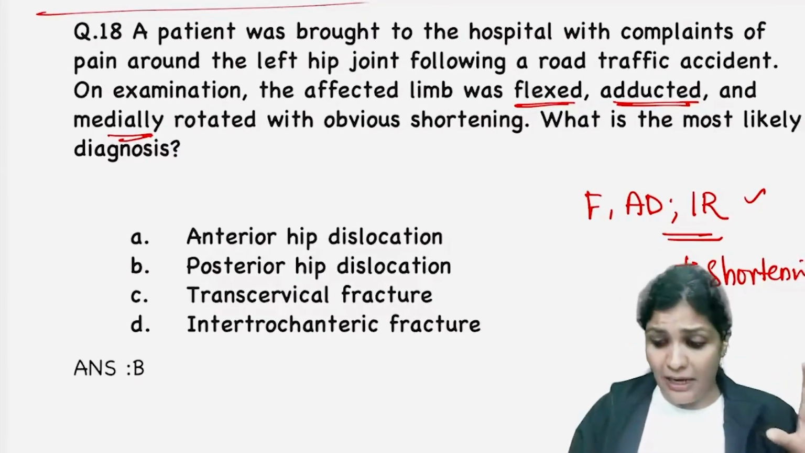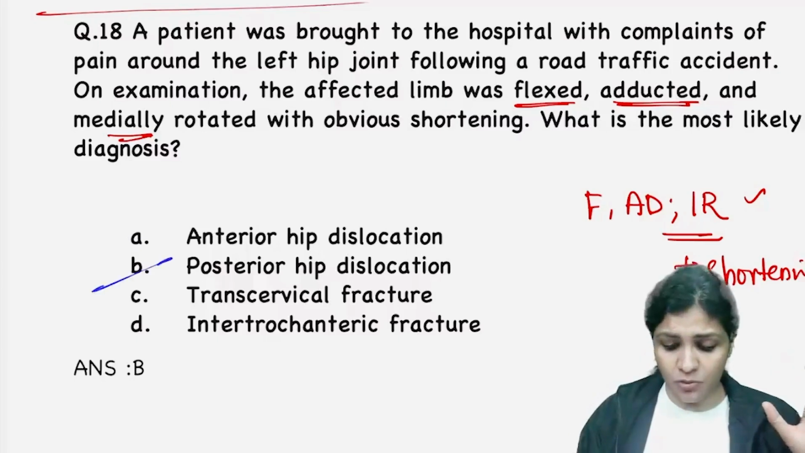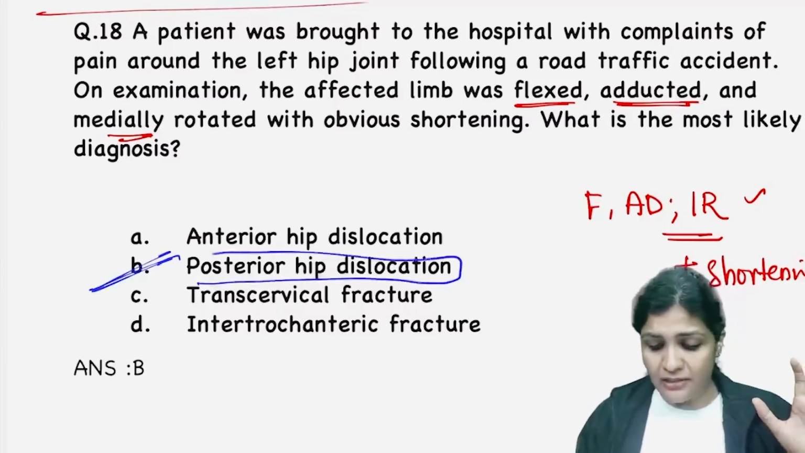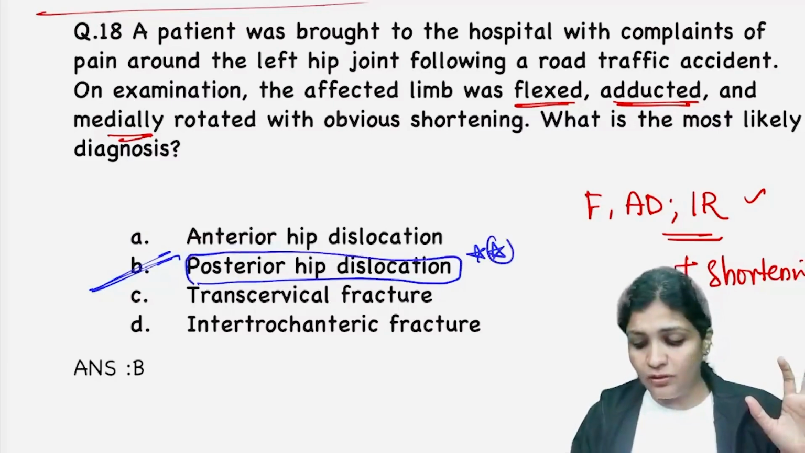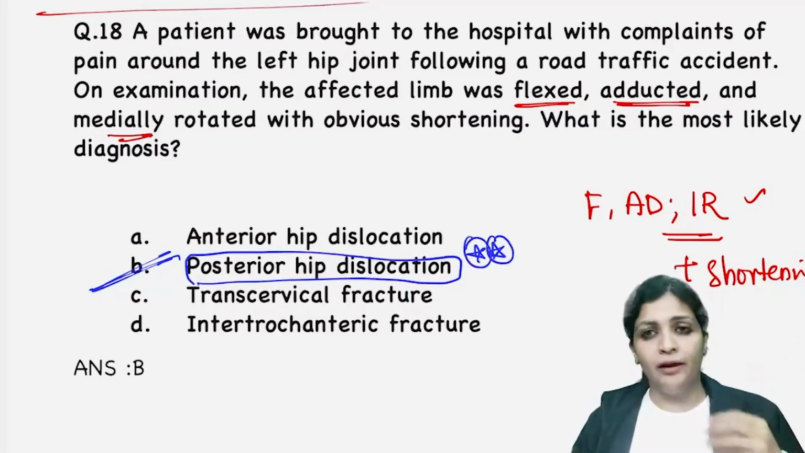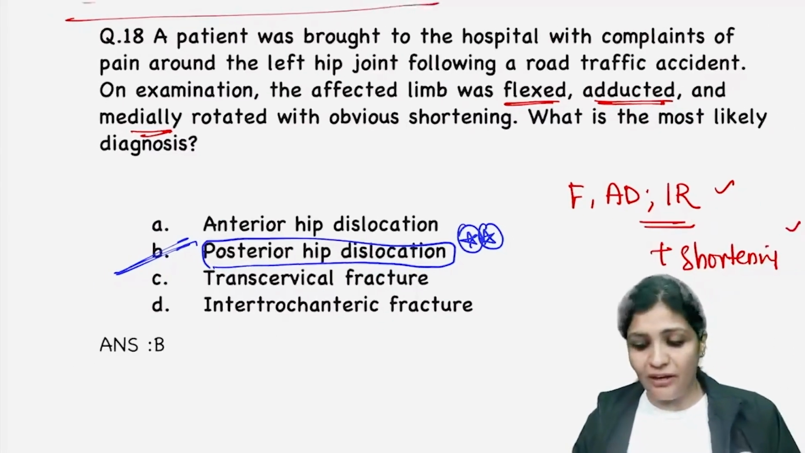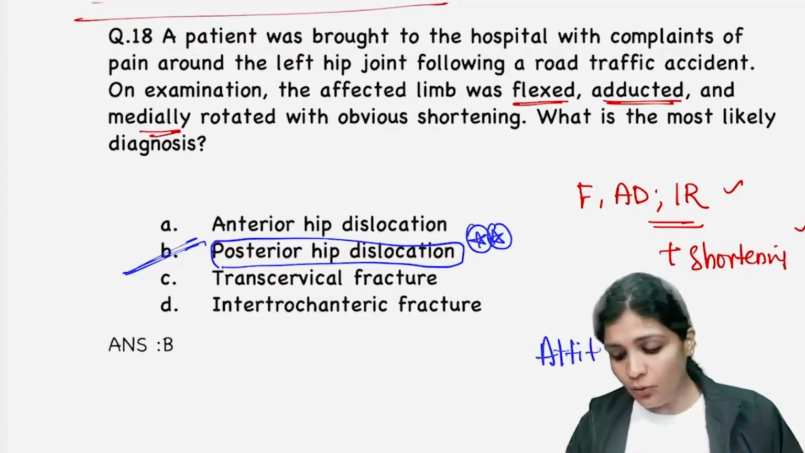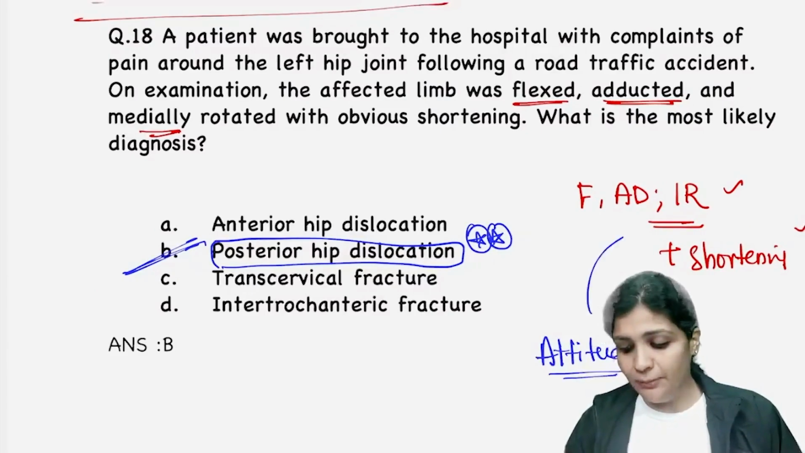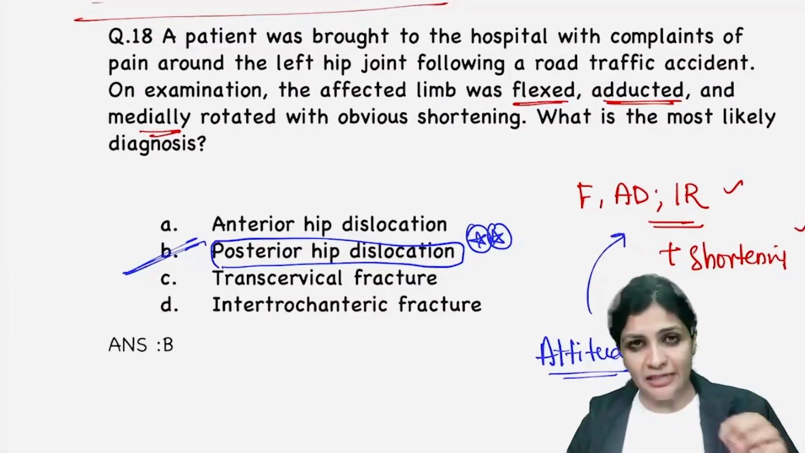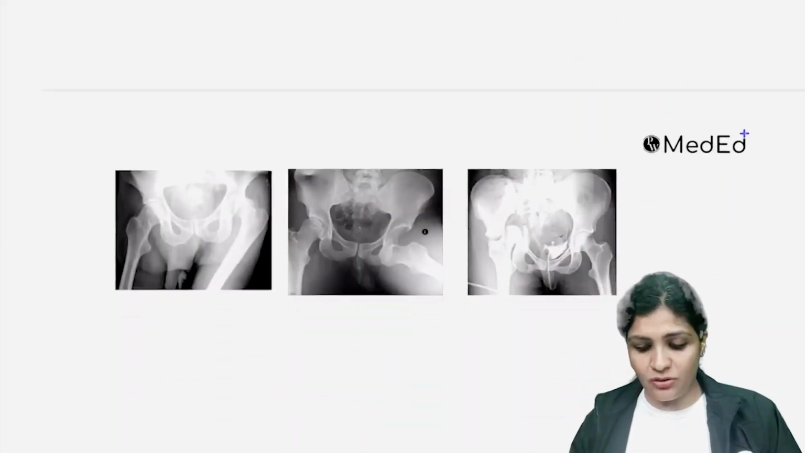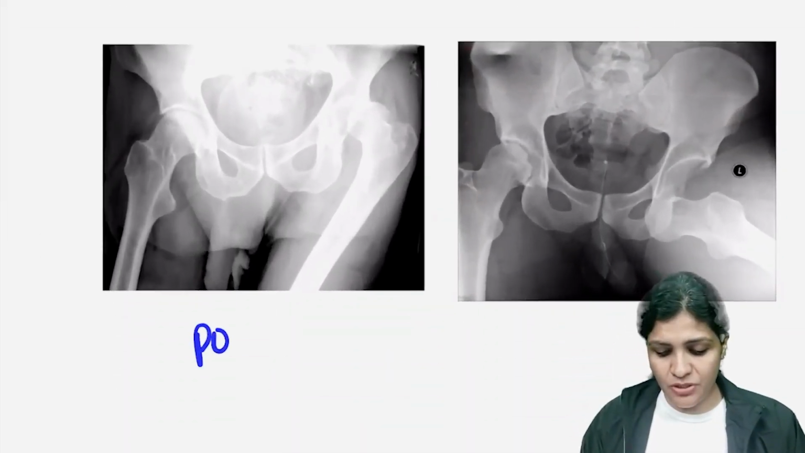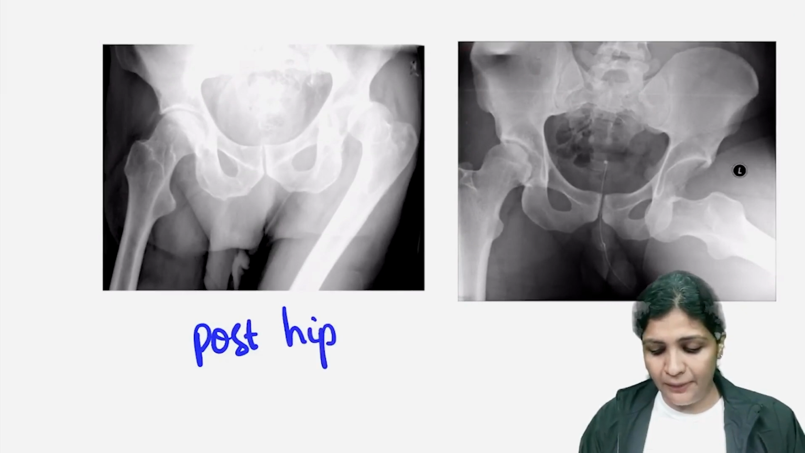Very important question. So the answer here, you all know, is posterior hip dislocation. It's a very important topic, and again an exam based question. Whenever you see a posterior hip dislocation, this is called the attitude of the limb: flexion, adduction, and internal rotation with shortening. So this is the X-ray of the posterior hip dislocation.